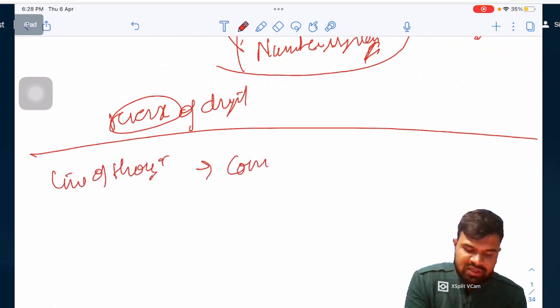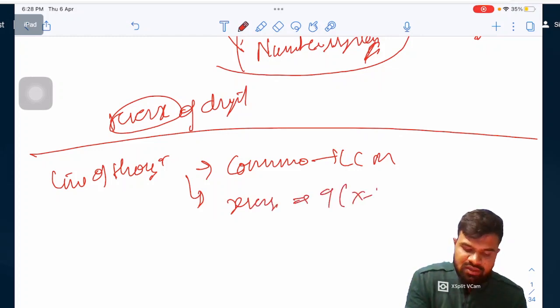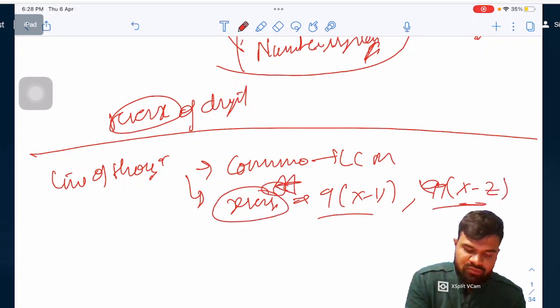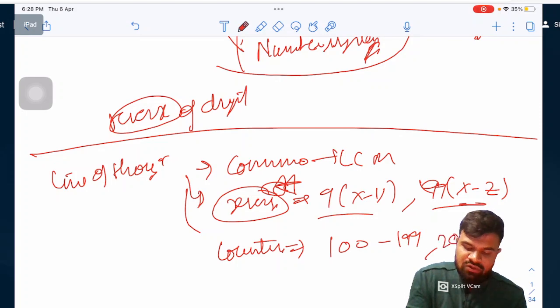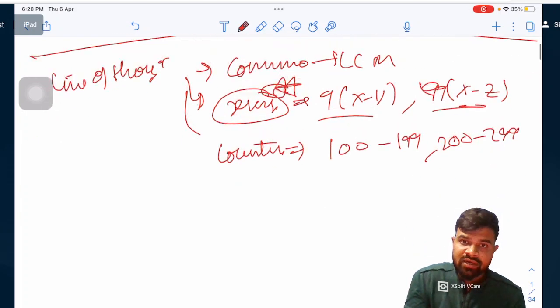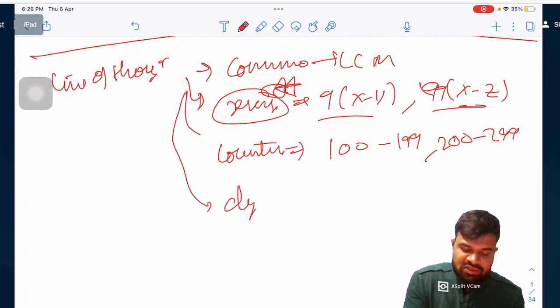Whenever you see something common, go for LCM. Whenever you see reverse, use 9 into (x minus y) or 99 into (x minus z). This is the most important. Whenever you see counting, break it into hundreds, like 100 to 199, 200 to 299. Break it like that.